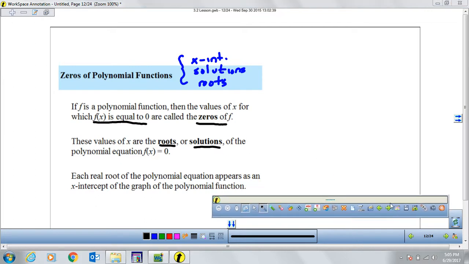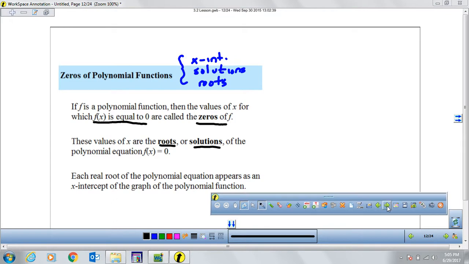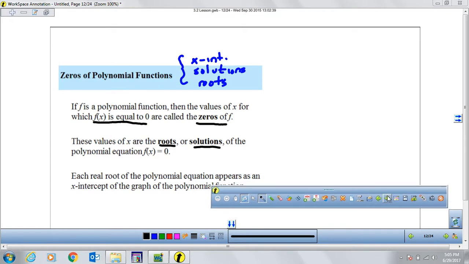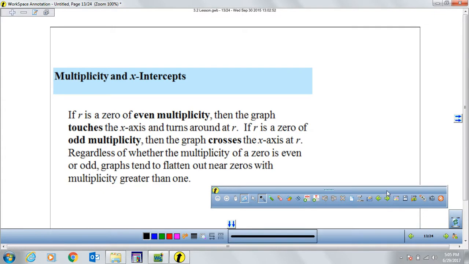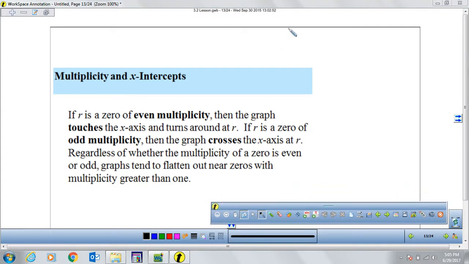Now, we're going to talk about something very important of zeros of polynomials, and that is called the multiplicity. Okay. Now, what does it mean by the multiplicity? So I'm going to give you a very easy definition to remember multiplicity. Multiplicity means basically how many times a factor repeats in my polynomial equation, in my polynomial function.